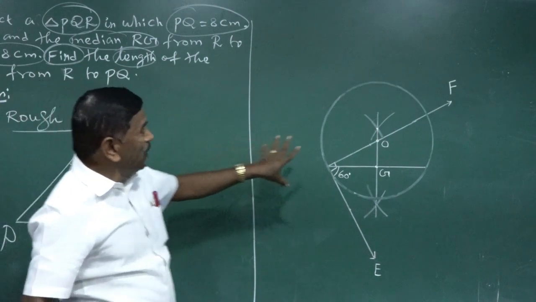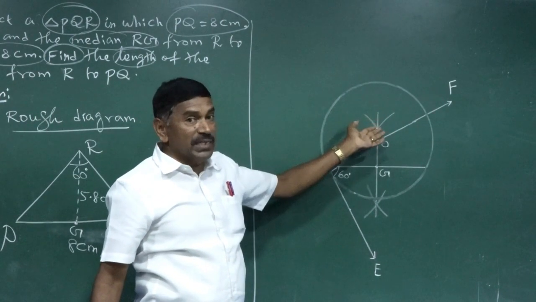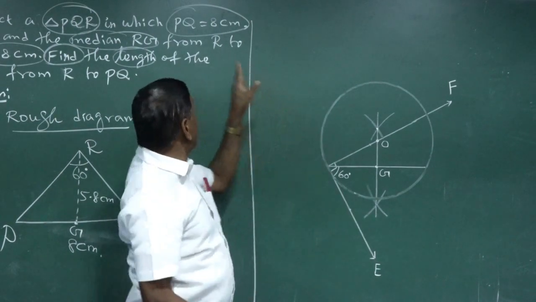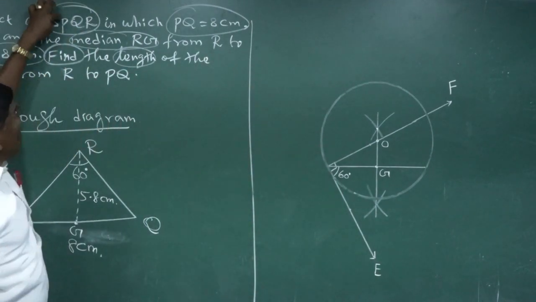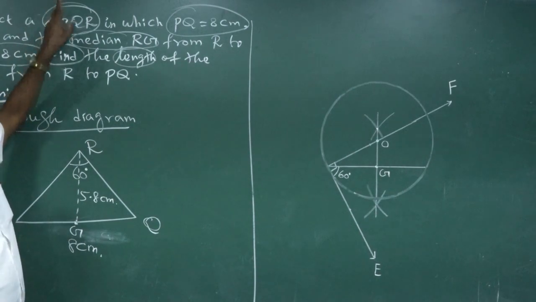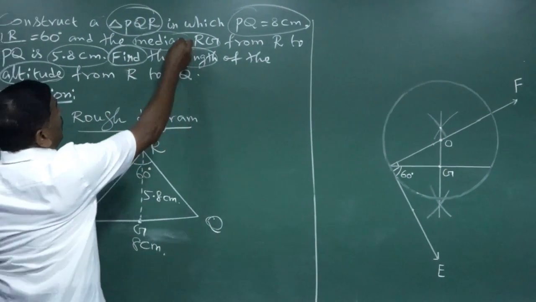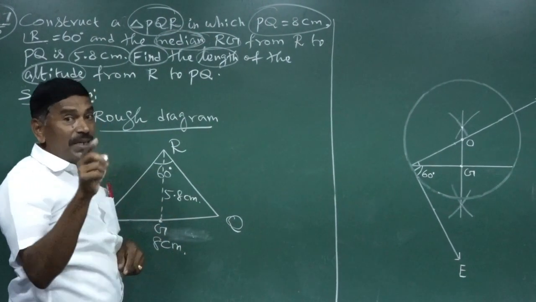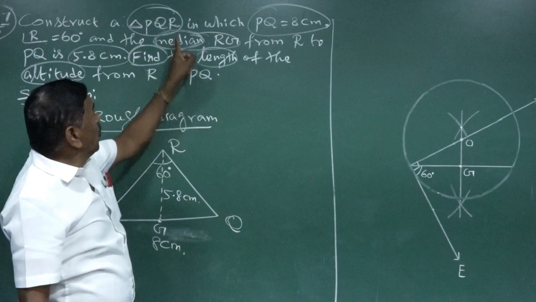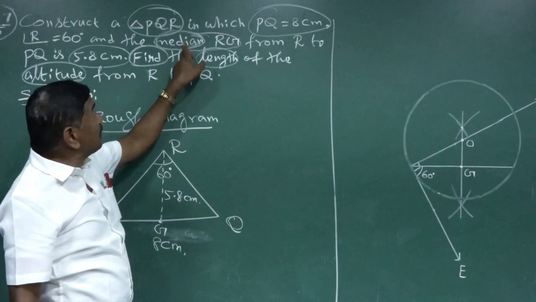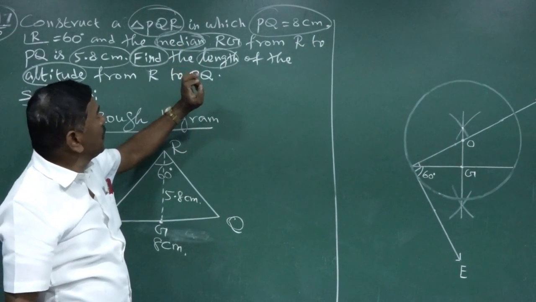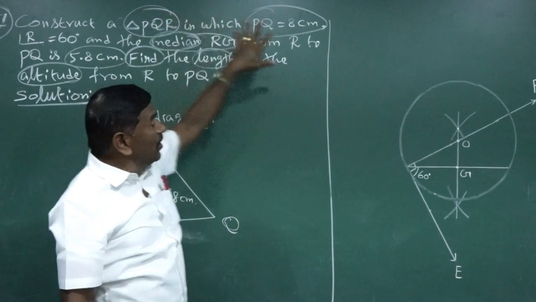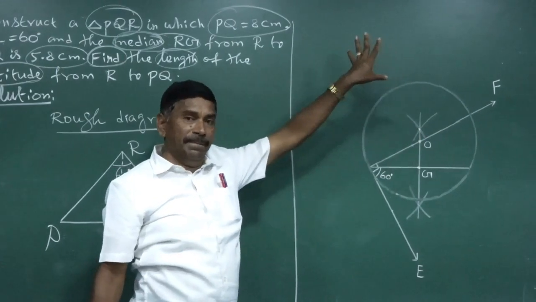Okay, now come to the question. Up to this part is the same for median, altitude and angle bisector. So construct a triangle PQR, we have 3 topics. The 3 main topics are median, altitude and angle bisector. There are 3 keywords. For this month our syllabus is median. Median is the main keyword. Whether median or altitude or angle bisector, up to this the working rule is the same.